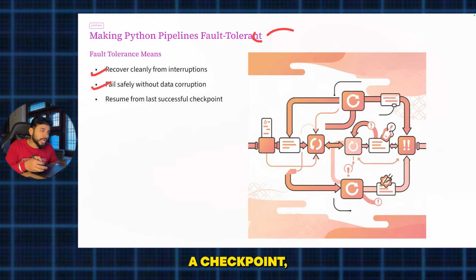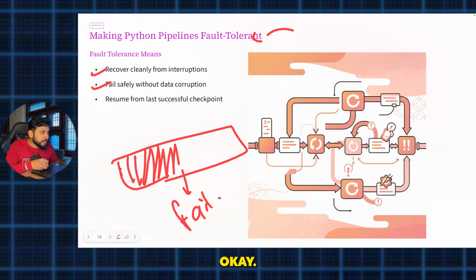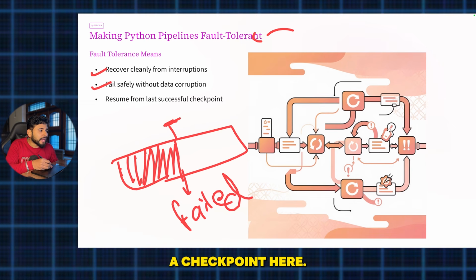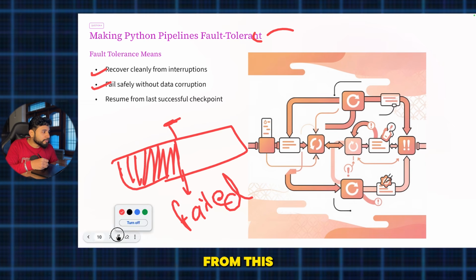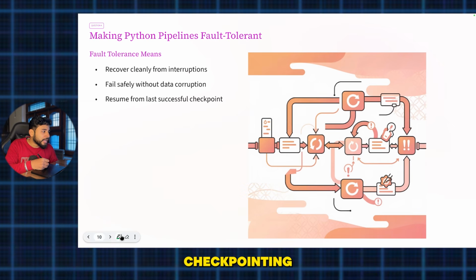Suppose your data is 100 GB, you are processing it, and it fails at some point. How can you set things up so that whenever you rerun it, it starts from that particular point? There is a checkpoint here, and now it has to start from this particular point. That is called checkpointing. You have to do successful checkpointing.